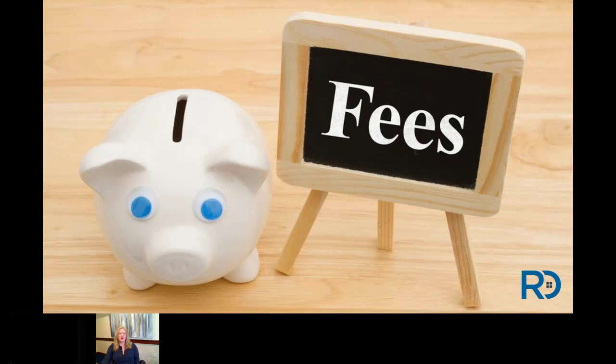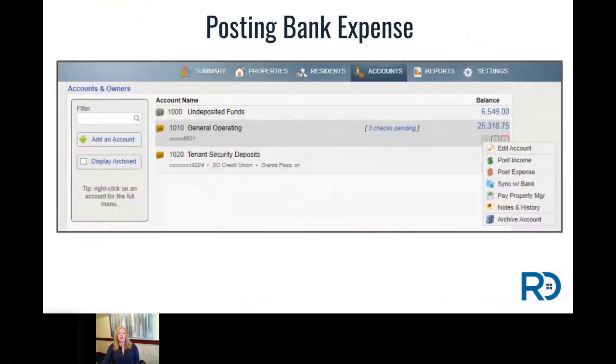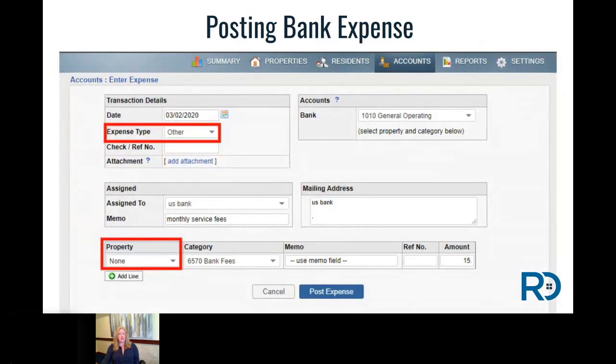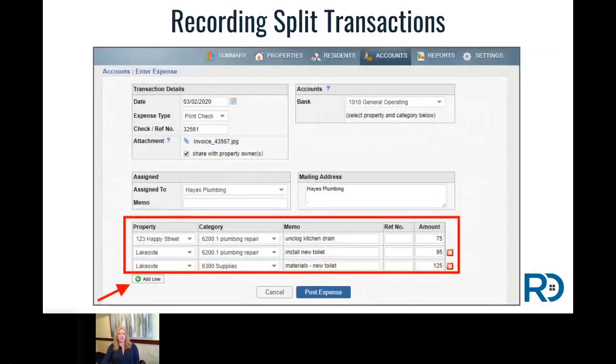Some accounts still charge you just a general fee. So since these don't apply to a property or a tenant, you're going to post this expense through the accounts page instead of the property page. And when you're posting a bank-only expense, just make sure to leave the property as none because we don't want to carry that over.